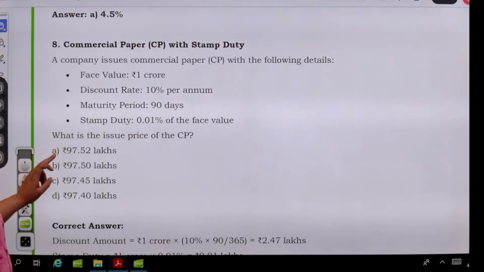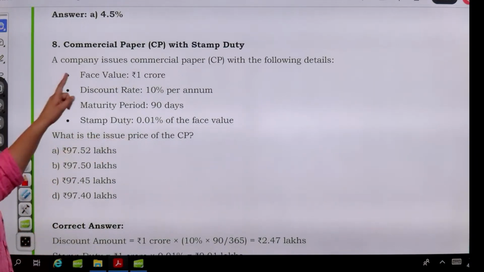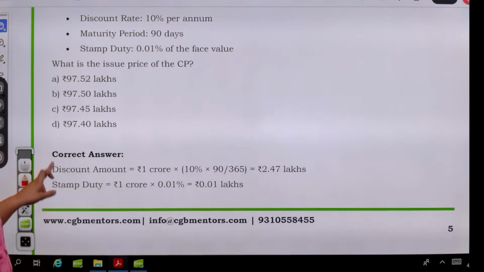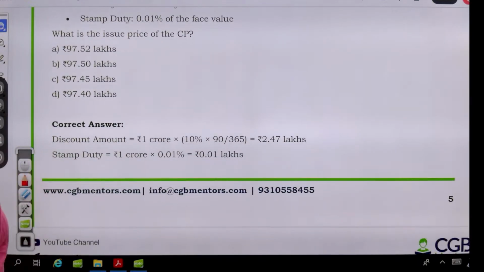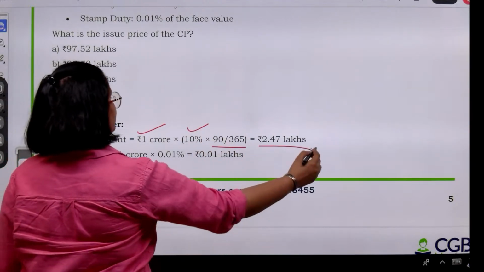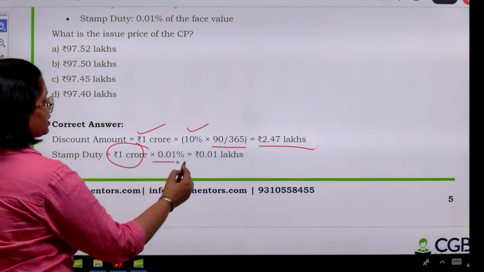Next, I am having commercial paper with stamp duty. Over here, they have asked you what is the issue price of commercial paper. If the face value is 1 crore, discount rate 10%, maturity period 90 days, and stamp duty is 0.01% of the face value. See, what will your discount amount be? 1 crore, 10% for 90 days, 2.47 lakh. Stamp duty 1 crore, 0.01%.